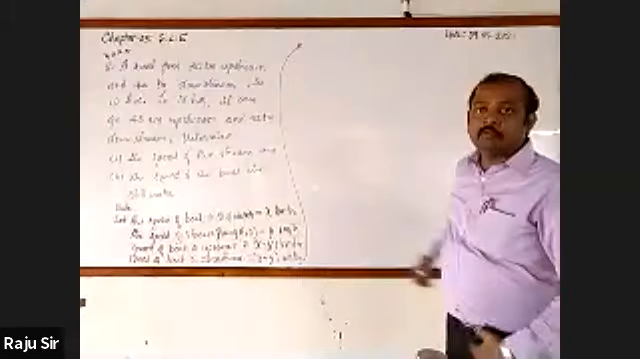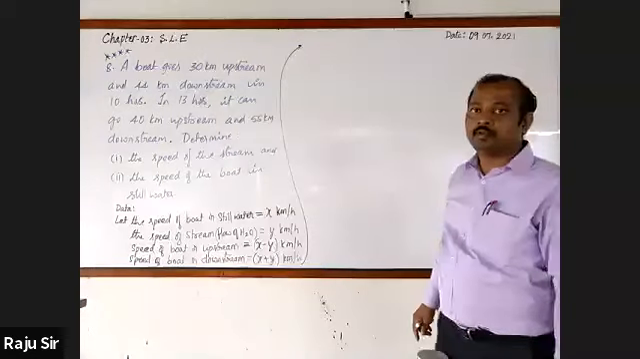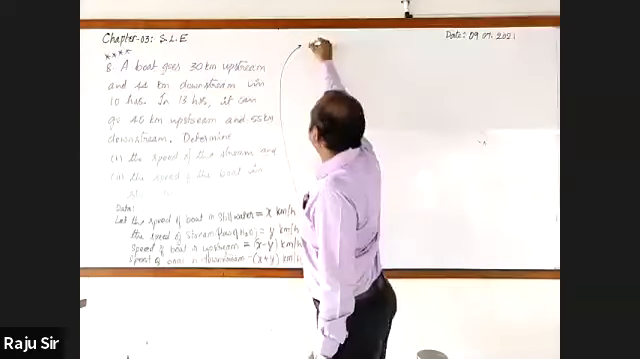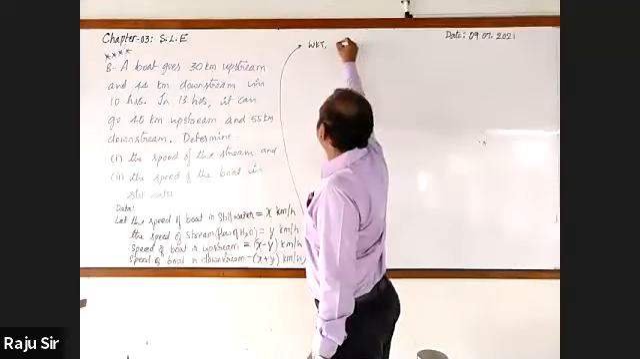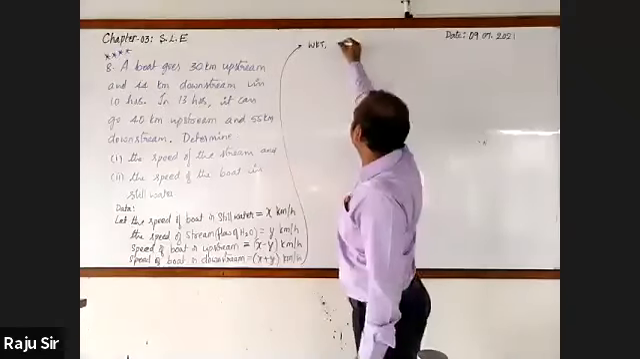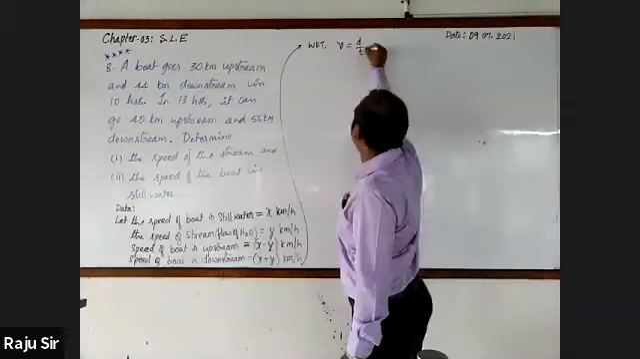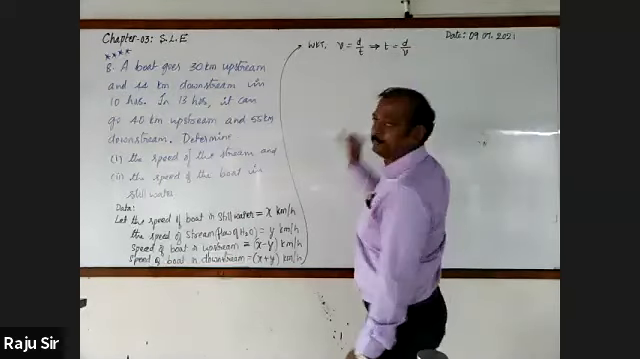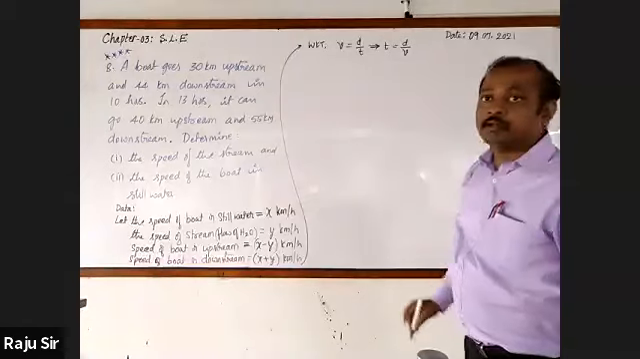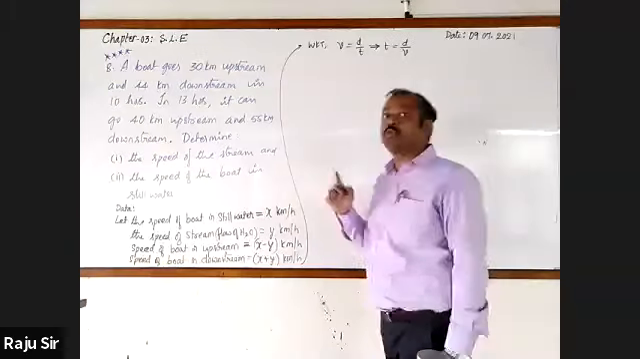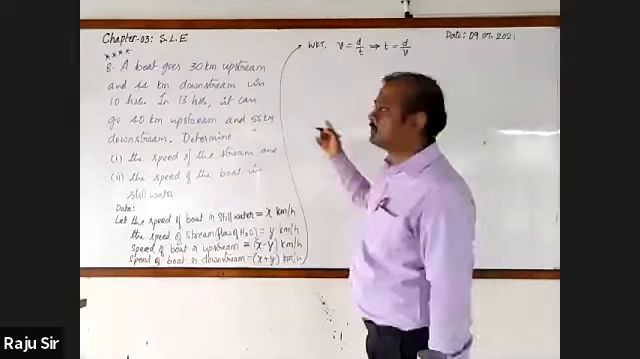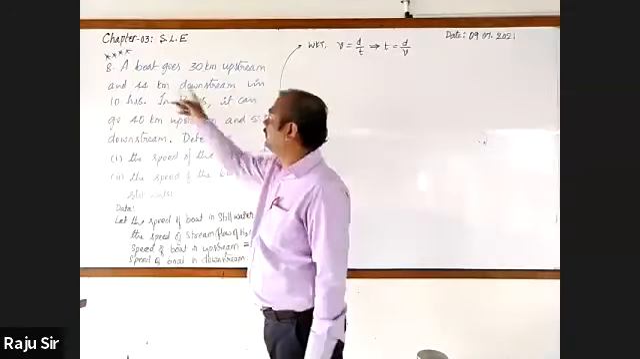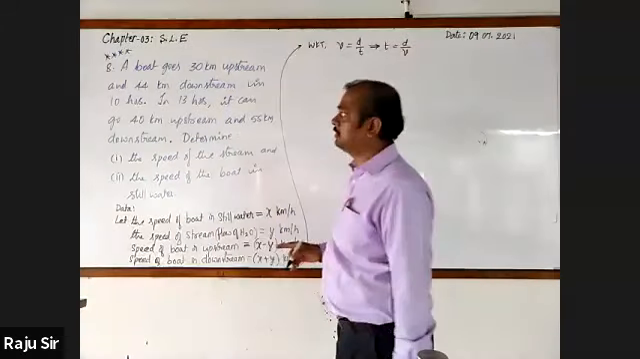Now we have to take the given statement. Before that, we know that speed V is equal to D by T, which implies that T is equal to D by V. There are two cases or two situations. I'm going to write them separately. A boat goes 30 kilometer upstream and 44 kilometer downstream in 10 hours.